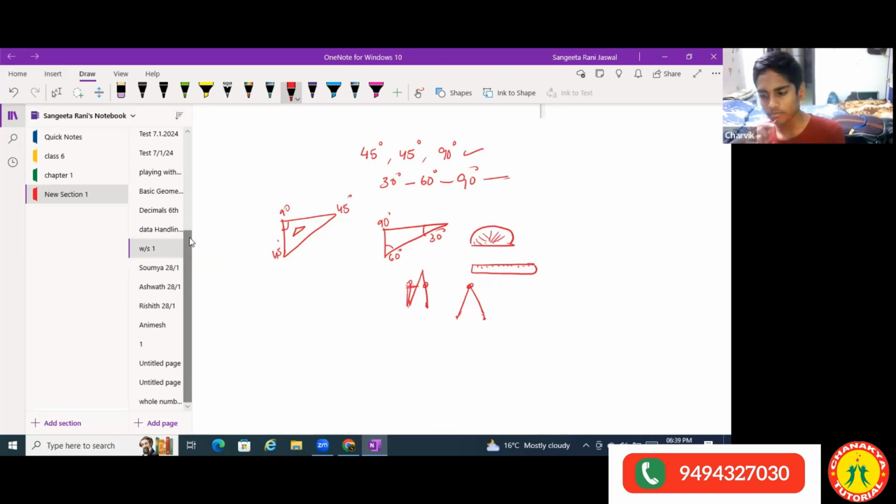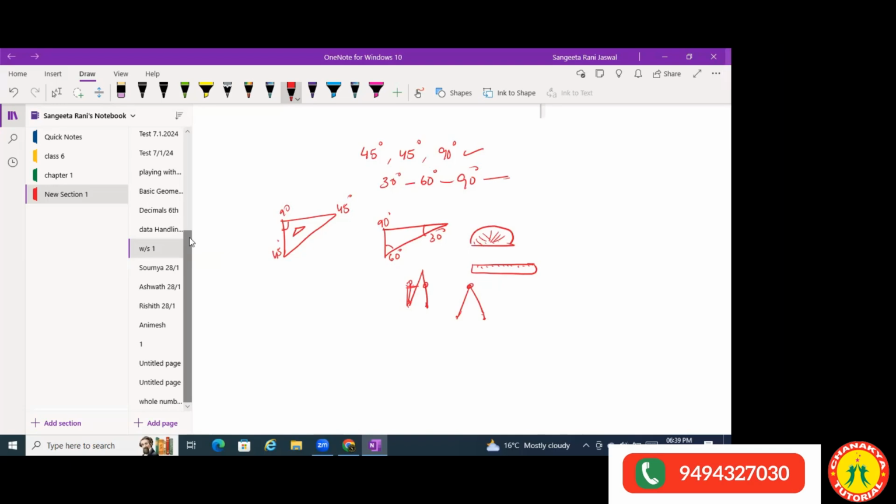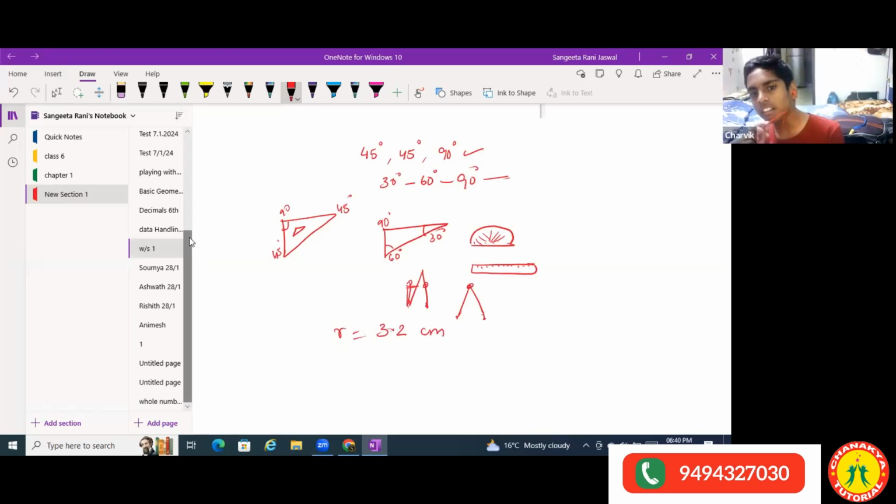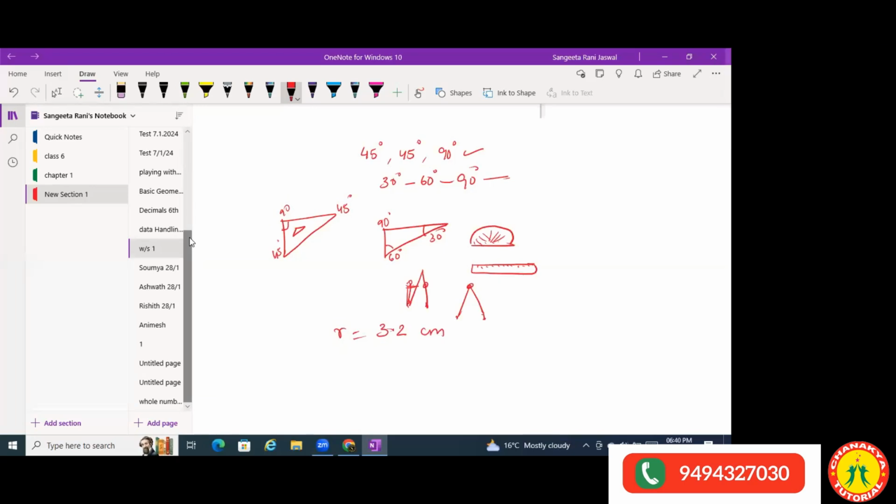Yes, ma'am. So suppose your teacher tells you to draw a circle of radius 3.2 centimeters. Radius equals 3.2. Fix your pencil in your compass. Take your compass on your scale and measure 3.2 here. Then keep your compass needle in the center of the paper like this and move the pencil around it.